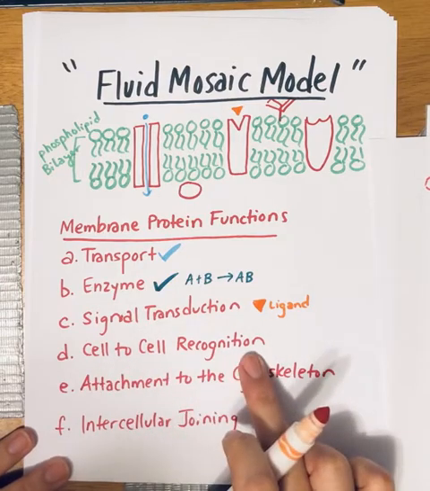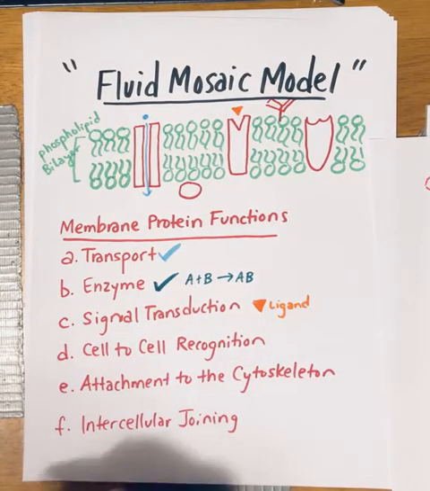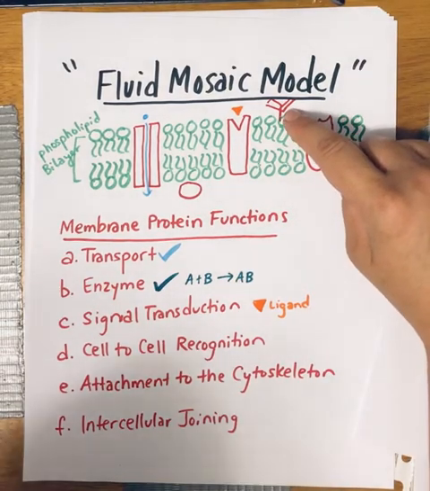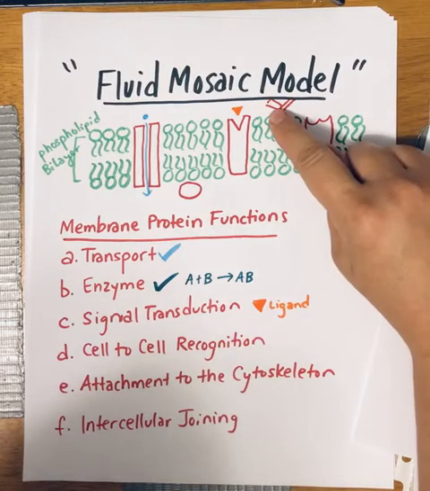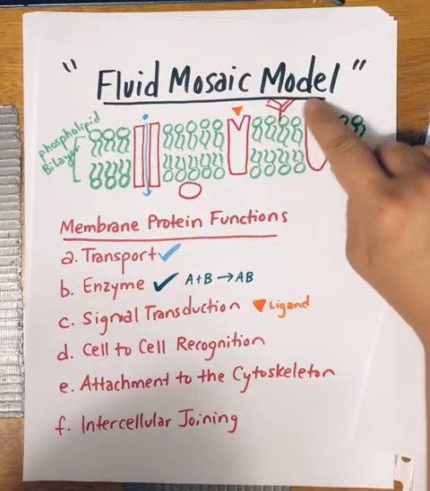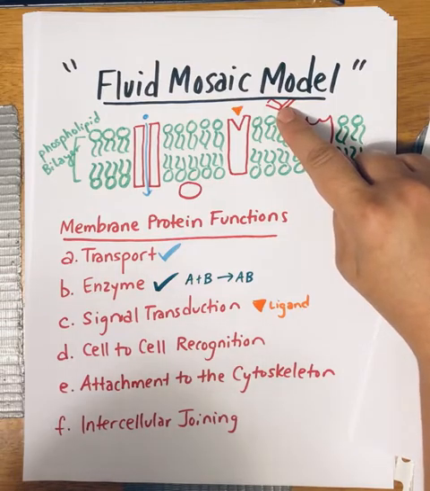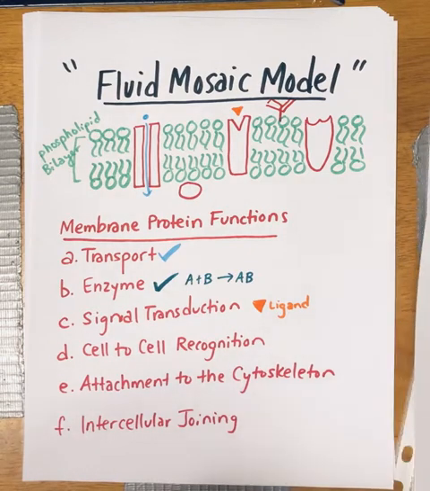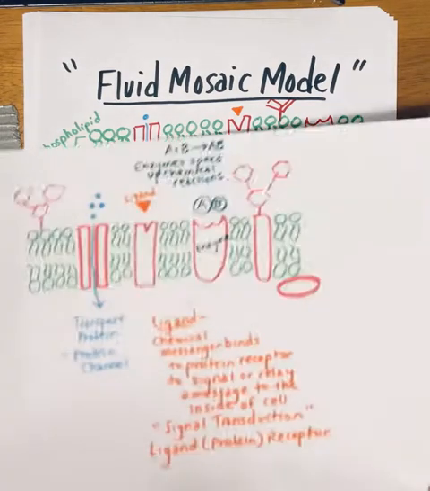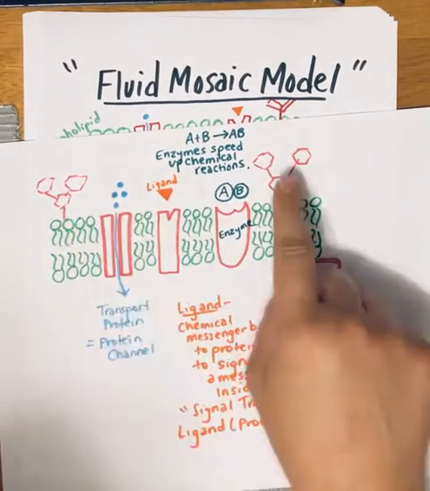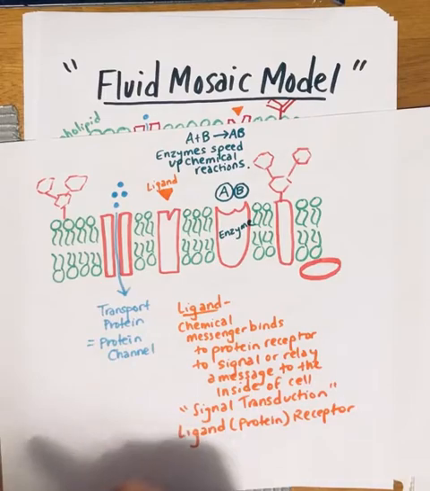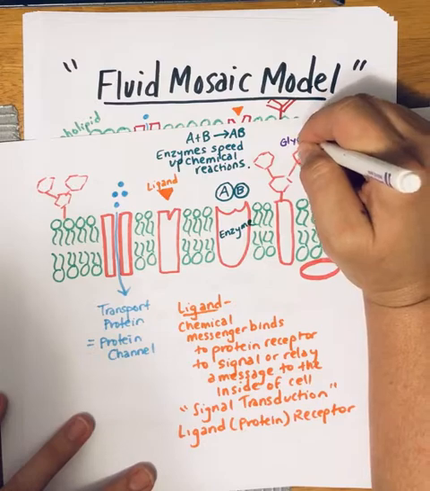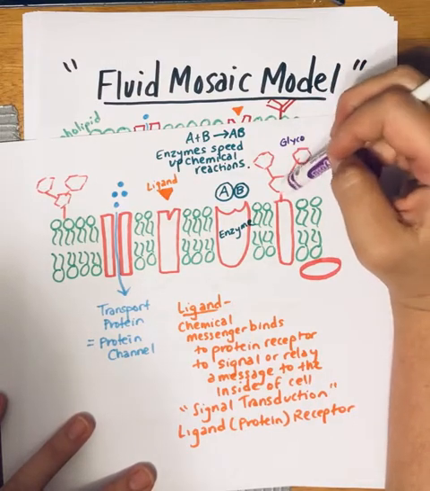Now we have cell-to-cell recognition. When we look at the outer portion of the cell, one of your peripheral proteins right here is like a flag. It literally is going to float on the outside of the cell, and it's going to basically help us know if it's a foreign cell or same cells. Now there's two different types that we talk about when we say cell-to-cell recognition. Here are the two different types. This one right here is called a glycoprotein. It's because it's made out of sugar and protein.